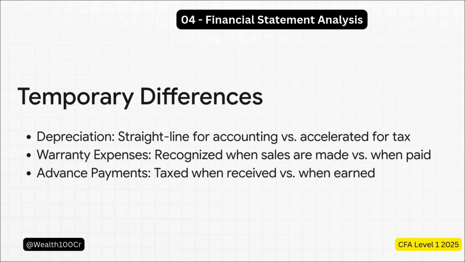And the absolute classic example, the one you'll see a million times, is depreciation. So for you, the investor, the company wants to show nice, smooth, predictable earnings. So they use the straight-line depreciation method, slow and steady. But for the tax authorities, oh no, they want the biggest tax break they can get right now. So they use an accelerated method to get huge deductions up front. The total amount of depreciation over the asset's life is exactly the same, but the timing is worlds apart, and that creates a massive temporary difference.